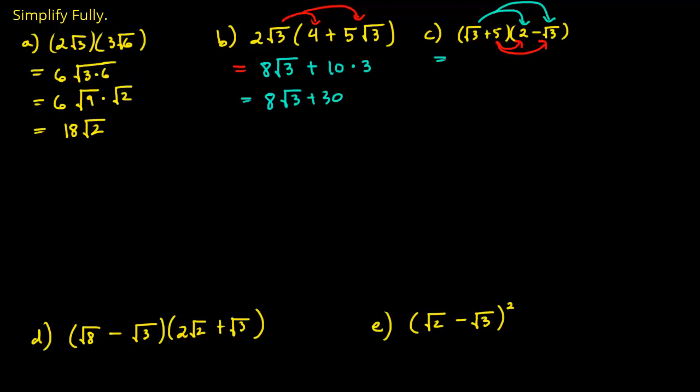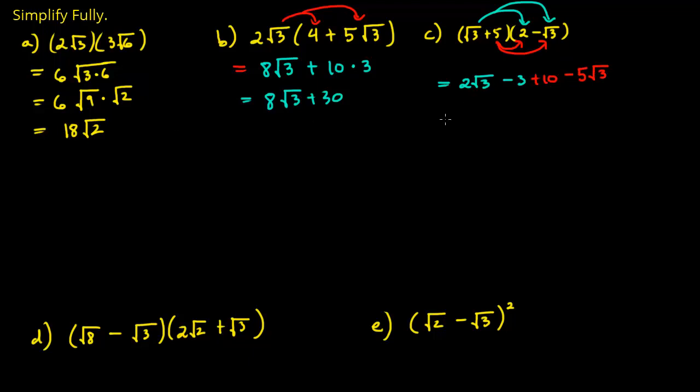So let's do root 3 times 2 first. That is just 2 root 3. And then I've got root 3 times negative root 3, which is minus 3, because root 3 times root 3 is 3, and since I'm multiplying a positive and a negative, I get minus 3. Then I'll do 5 times 2, which is positive 10, and then 5 times negative root 3, which is minus 5 root 3.